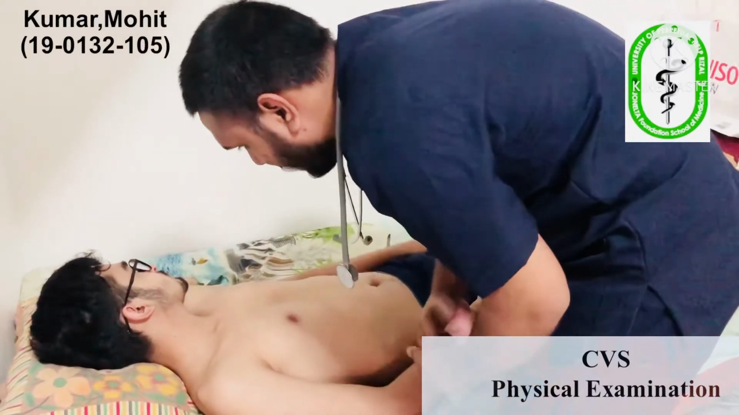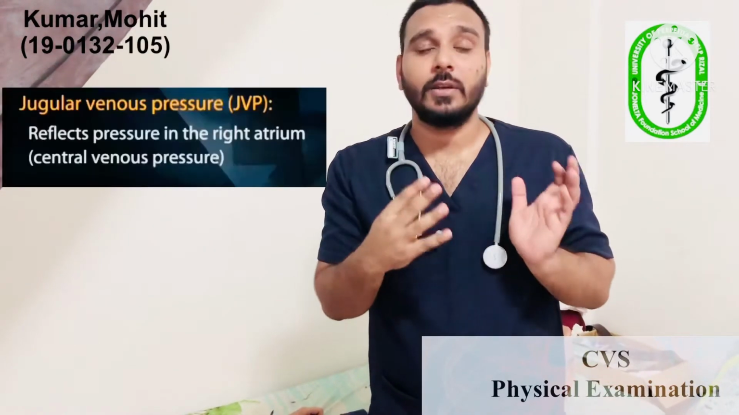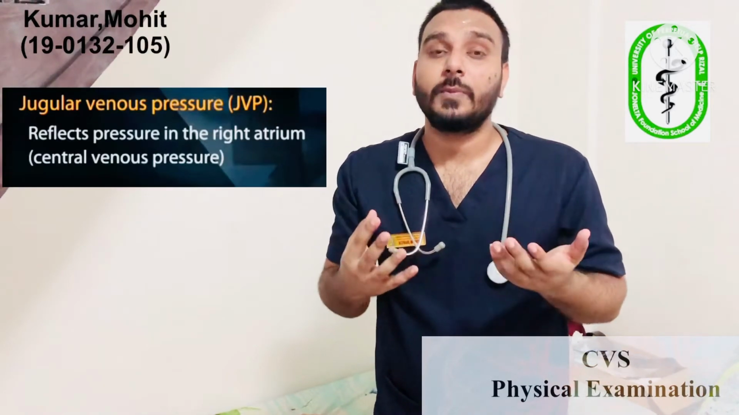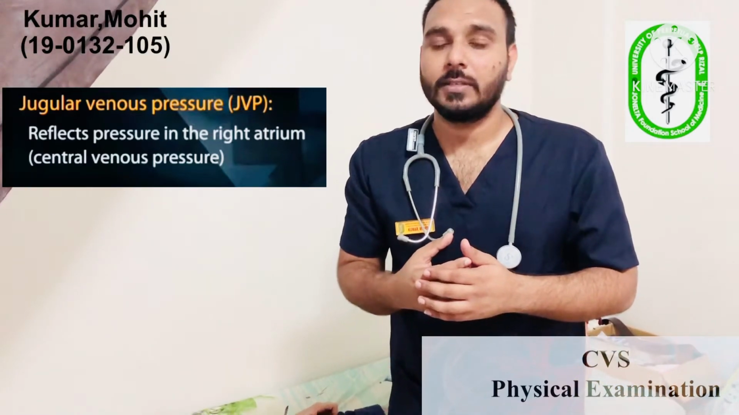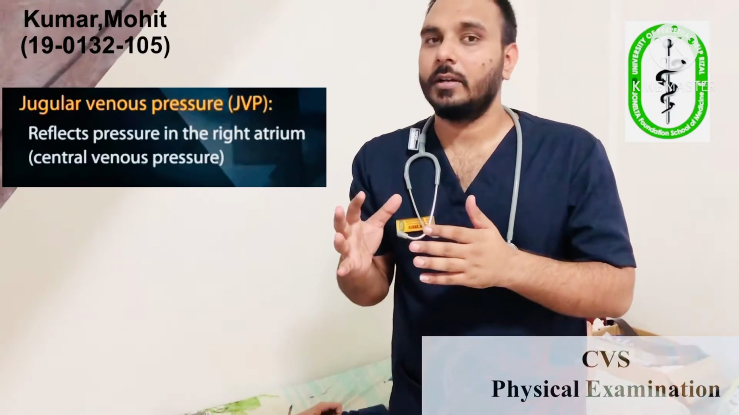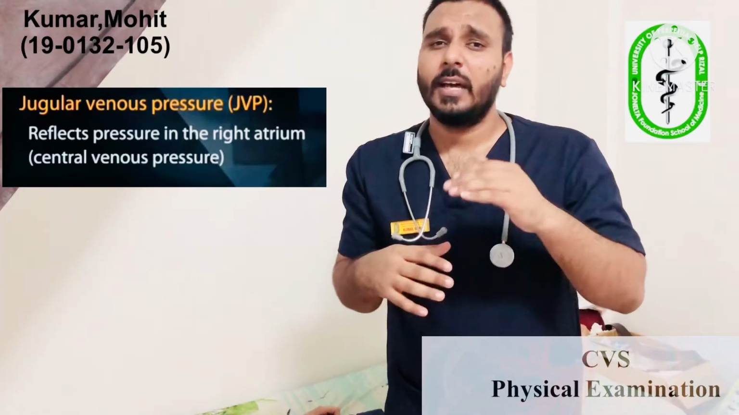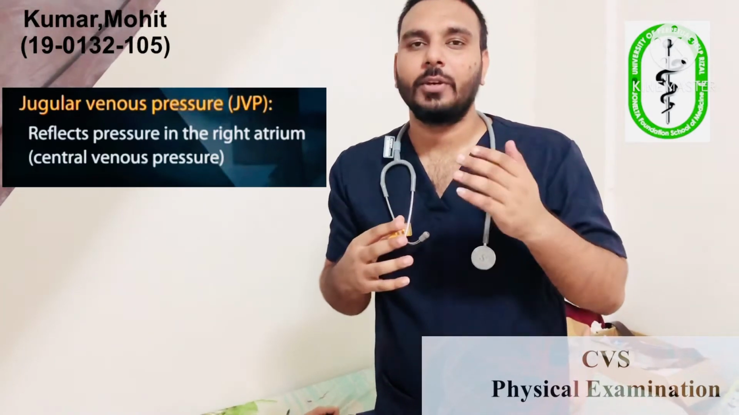Okay, so first of all, we have to measure the internal jugular venous pressure. Why are we doing this? Because the internal jugular venous pressure indicates the venous pressure in the right atrium, that is, the central venous pressure in the right atrium. So if there is any defect in the jugular venous pressure, then of course it is going to be affected because of some deformities of the right atrium.